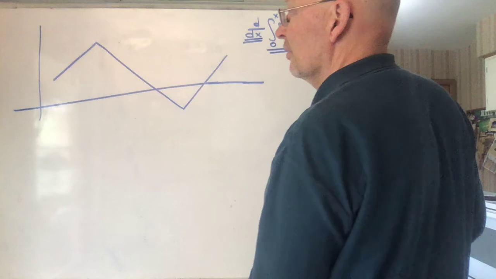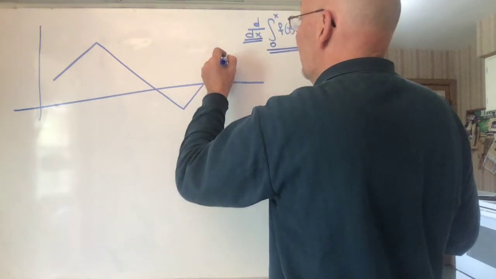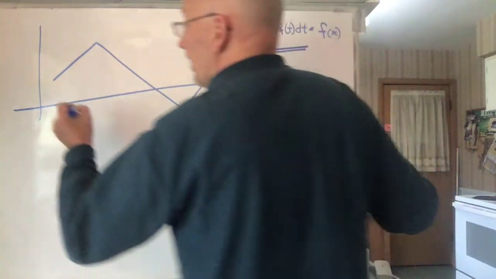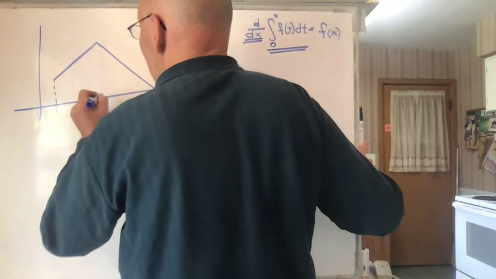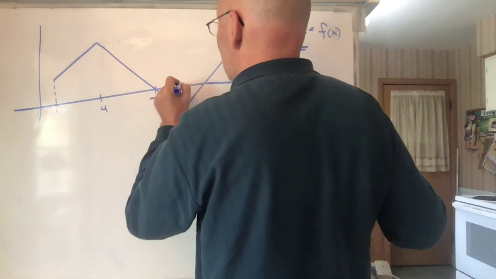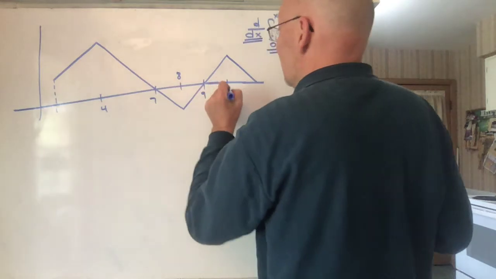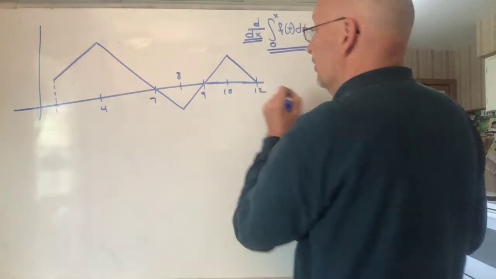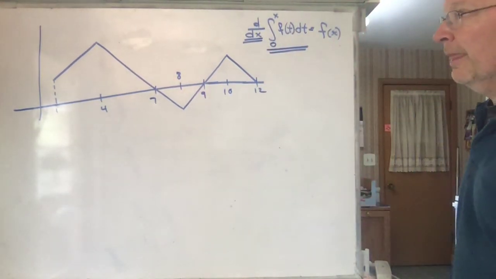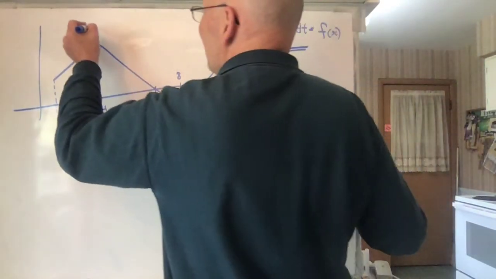I don't know. Looks pretty similar, doesn't it? Should we do one more? Come on down like that. Okay, let's let this be 1, this be 4, this be 7, 8, 9, 10, and 12. Okay, so there's the function.